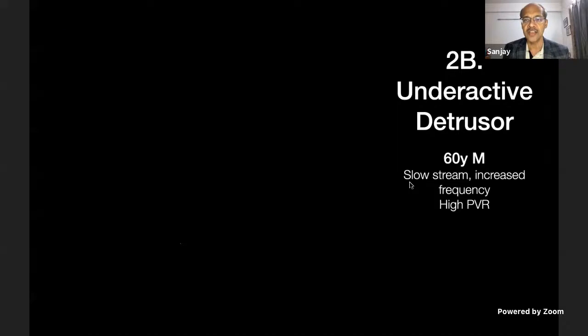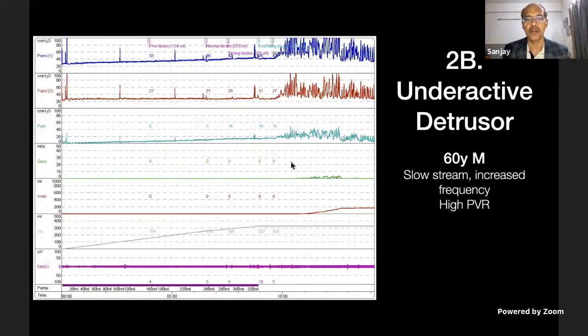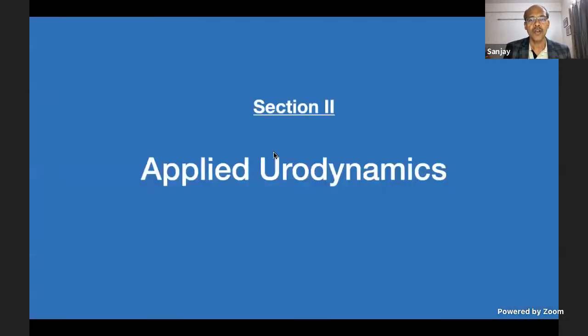And this, on the other hand, is a very poor detrusor contraction. So once the micturition command is given here, there's barely a contraction. You could even call this an acontractile detrusor. Most of these look like a subtraction artifact. So these are some of the cardinal findings that you could get in a patient in whom you do urodynamics. So now let's look at some of the applied urodynamic findings in certain conditions.